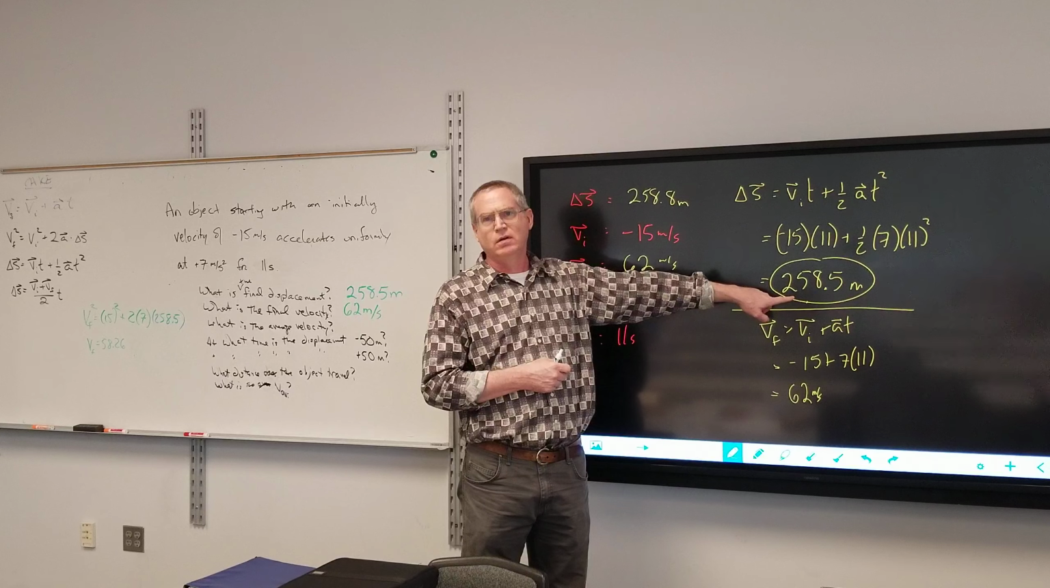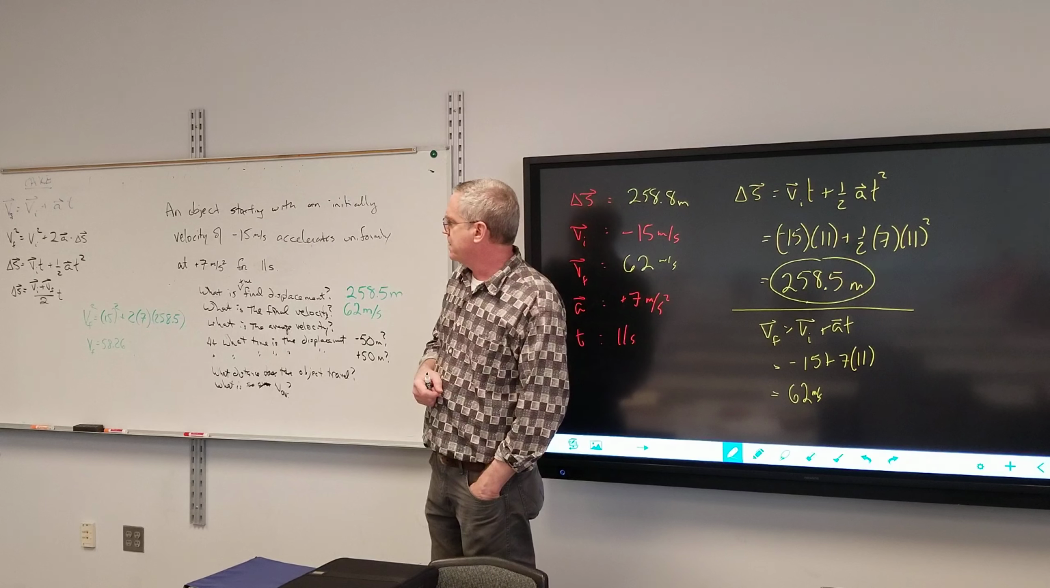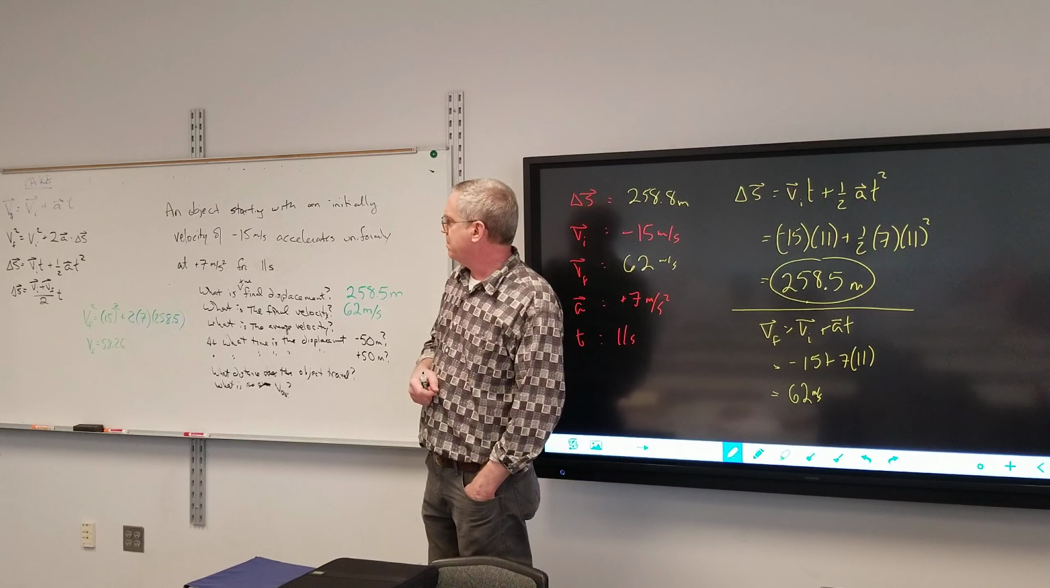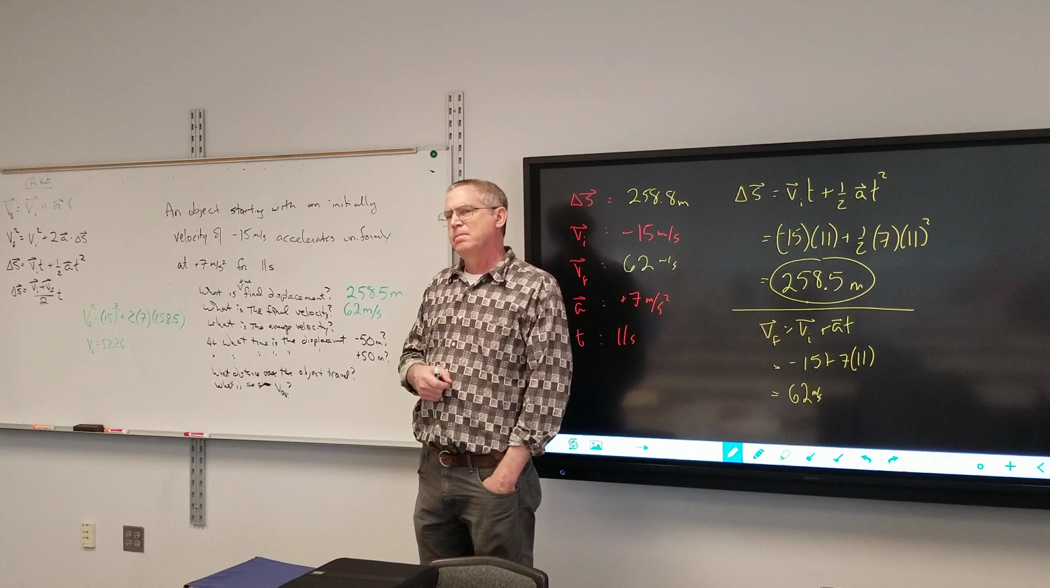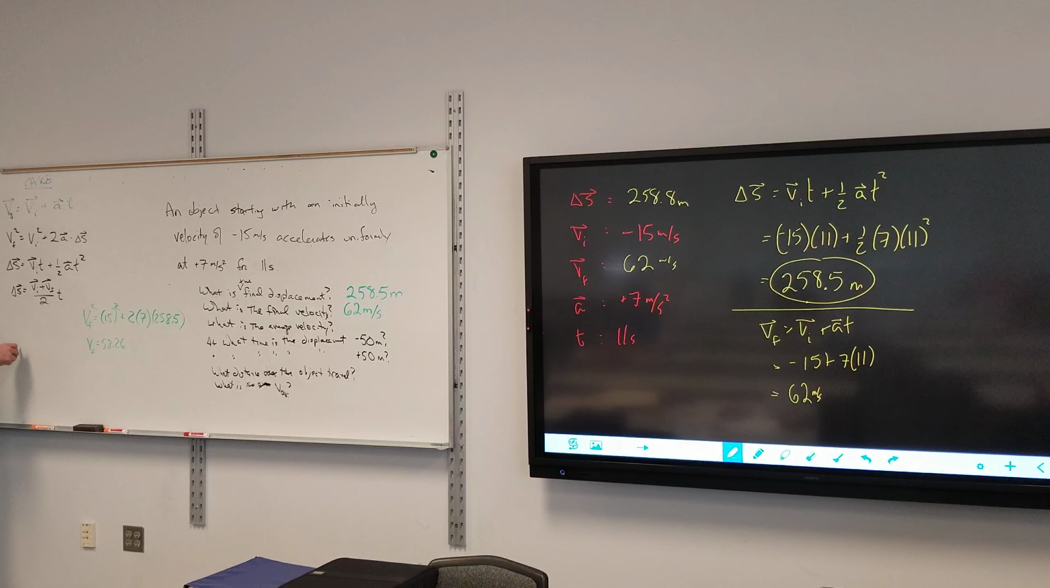Right, so I put the 62 into the VI plus V final over 2 times time, right? Yeah, it gave me 176. Wait, which one did you do? I did that last equation and I put 62 in for final velocity. So you got negative 15 plus 62 divided by 2 times 11. That's what you did? Yes. I'll do it. I got the same 258.5.